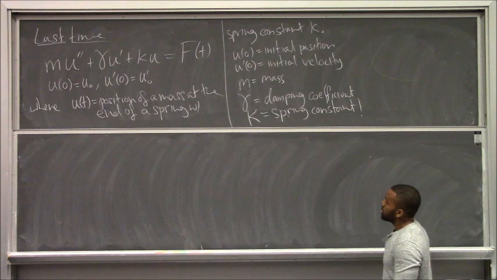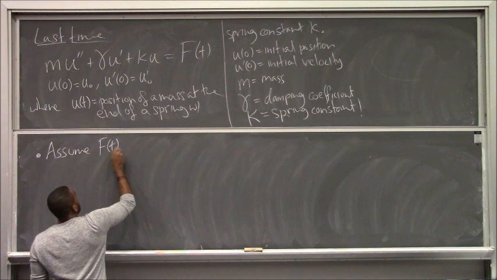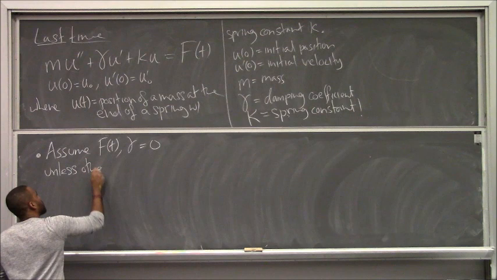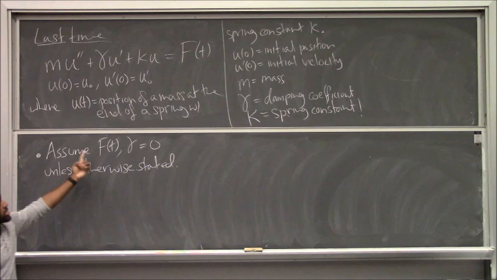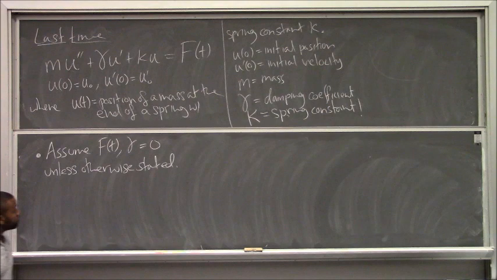Now, some other things of note: we assume f of t and gamma equal 0 unless otherwise stated. F of t is the external force, so besides the motion of the mass at the end of the spring, if there's some kind of periodic external force affecting the system, we can describe that by f of t. That's everything you need to know about solving these problems. Let's actually jump into one.